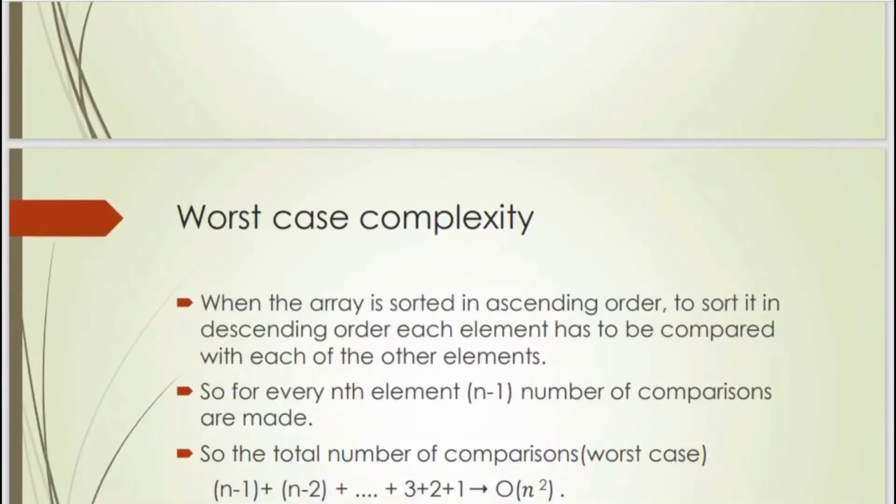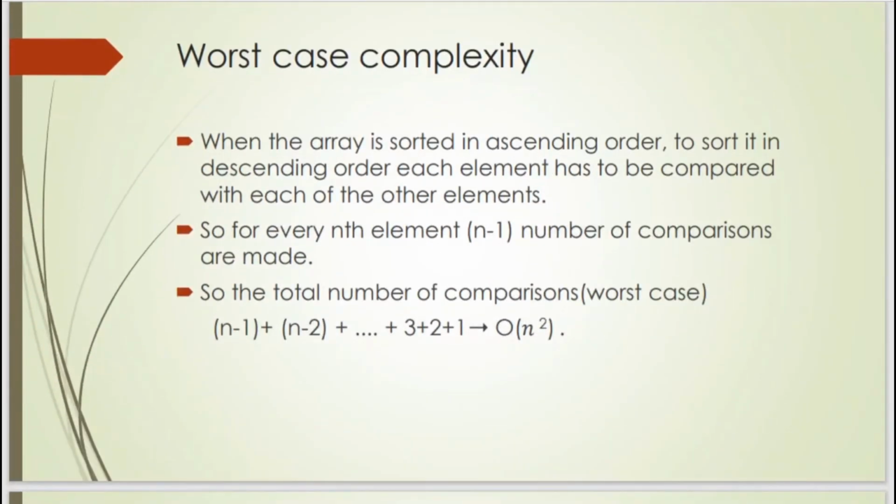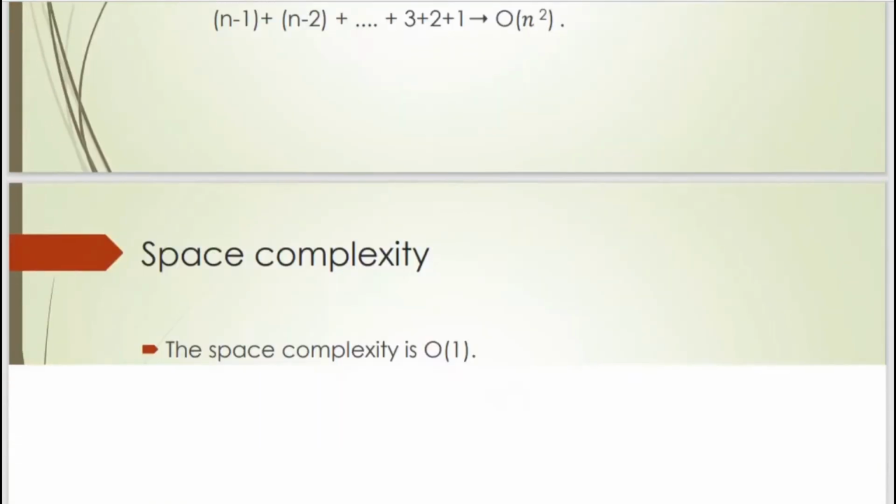Next we move to the last part, worst case complexity. This occurs when the array is sorted in descending order and we want to sort it in ascending order. Each element has to be compared with each of the other elements. So, for every nth element, n minus 1 number of comparisons are made. So, the total number of comparisons for worst case is n minus 1 plus n minus 2 plus dot dot dot plus 3 plus 2 plus 1, which denotes order of n squared.